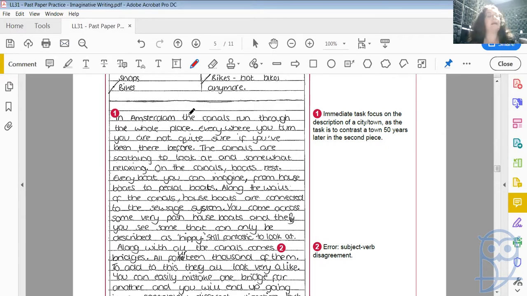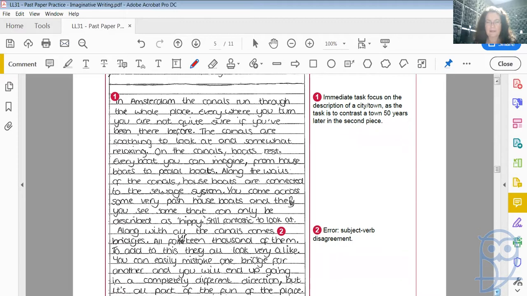Amsterdam, the canals run through the whole place, and we are in the present. Everywhere you turn, you are not quite sure if you've been there before. The canals are soothing to look at and somewhat relaxing. On the canals, boats rest. Every boat you can imagine, from houseboats to pedal boats. Along the walls of the canals, houseboats are connected to the sewage system. You come across some very posh houseboats, and then you see some that can only be described as hippie. Still fantastic to look at. It's a bit strange at this point in time, but colloquial in places, but okay.